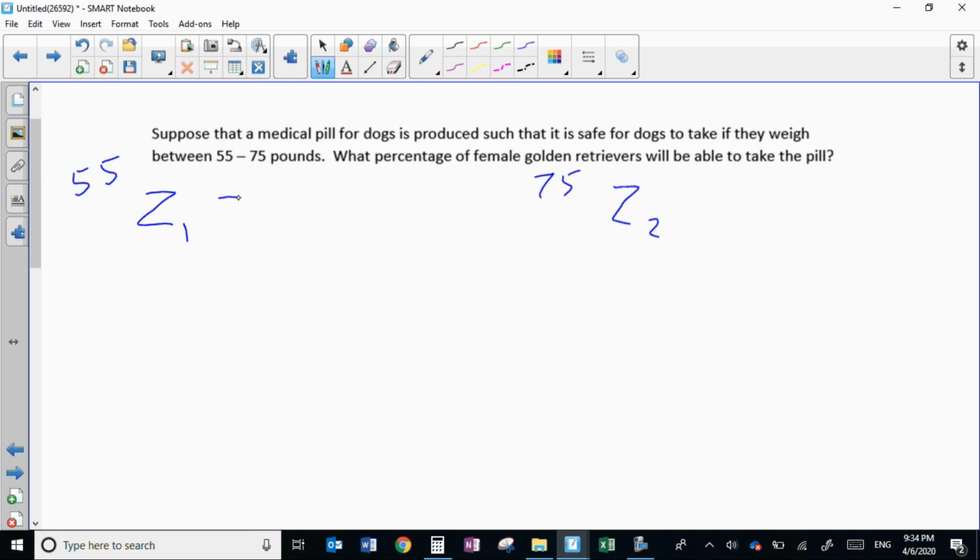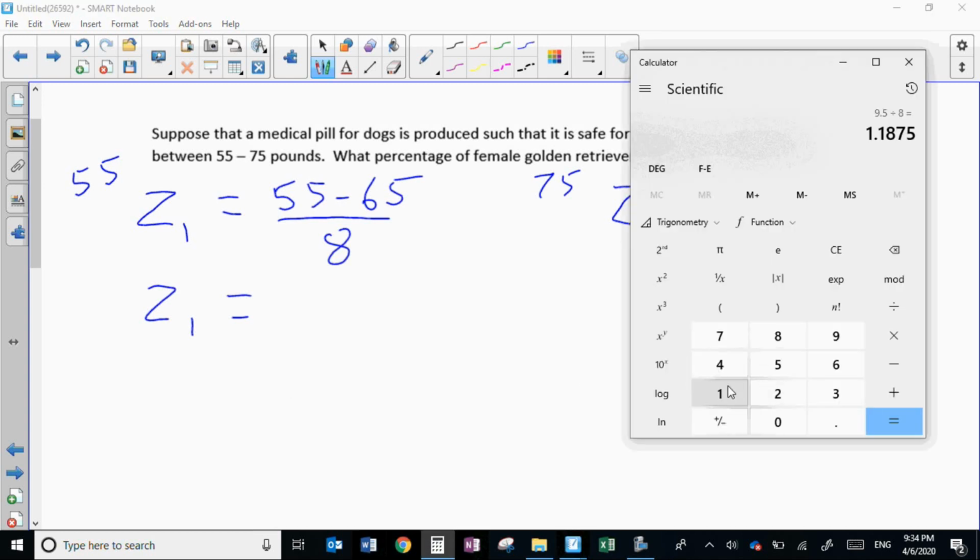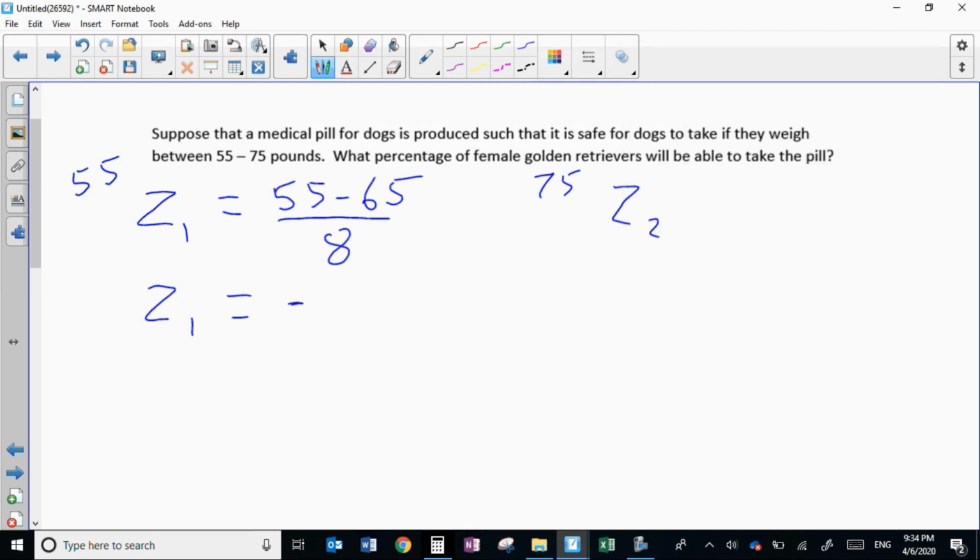So our first Z-score would be 55, take away 65, divided by 8, which is, of course, negative 10 divided by 8. This is going to give us negative 1.25. Not a surprise that we're getting a negative Z-score for a dog that's 55 pounds. There are more than a standard deviation below the mean. And for a dog that's 75 pounds, 75 minus 65 divided by 8 is also equal to, in this case, positive 1.25.